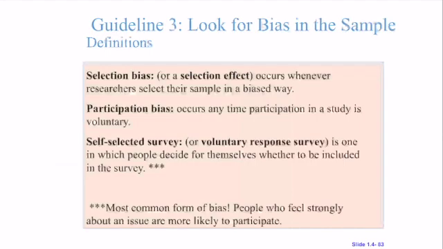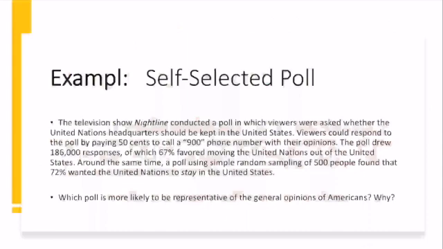So here's an example. The television show Nightline conducted a poll in which viewers were asked whether the United Nations headquarters should be kept in the United States. Viewers could respond to the poll by paying 50 cents to call a phone number with their opinions. The poll drew 186 responses. 67% favored moving the United Nations out of the United States. Around the same time, we conducted a poll using a simple random sample of 500 people, and found out that 72% of people wanted the United Nations to stay in the United States.